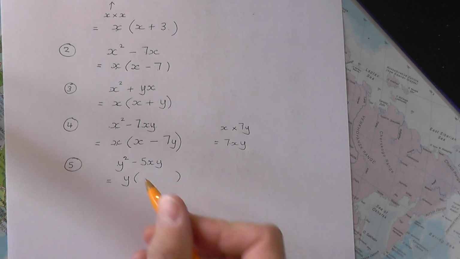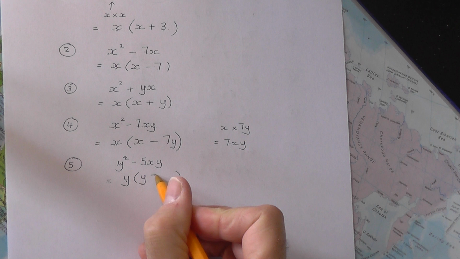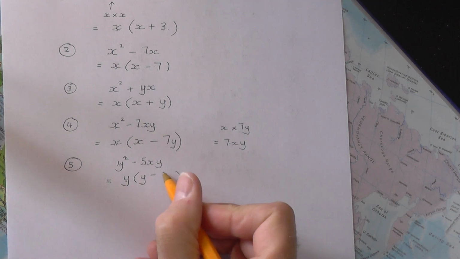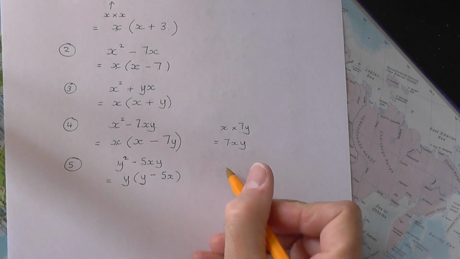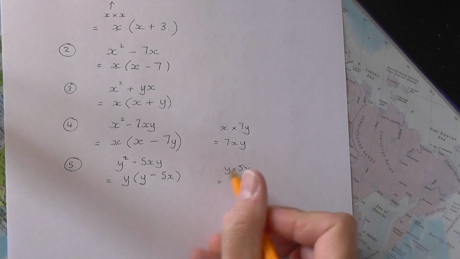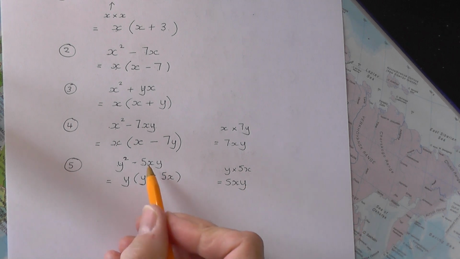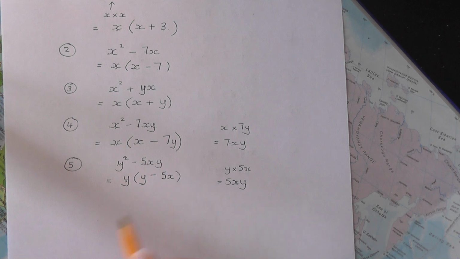Let's move it up a bit. So y times a y will give you y squared, take away. y times something gives you 5xy. Well, surely that must be a 5x, because y times a 5x, you can put the 5 first, then the x, then the y, is 5xy, which is what we need. So y times the 5x gives 5xy. And that's the last example in this little video.